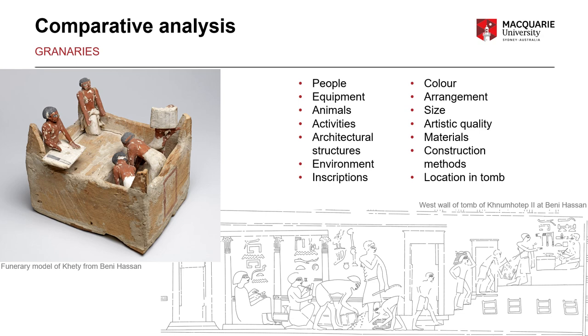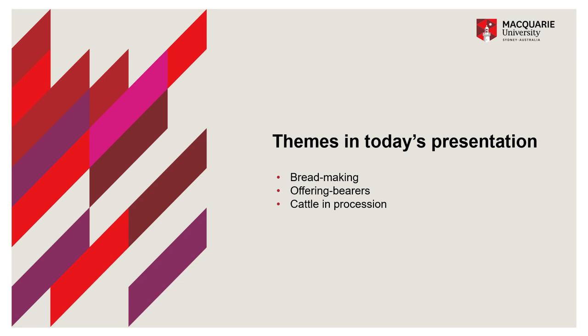Today, I'm going to show you the results of this comparison by looking at just three themes. These are bread making, offering bearers, and cattle in procession. I'm going to highlight some of the main differences that I identified for each theme and reveal what these differences mean for our understanding of funerary models.